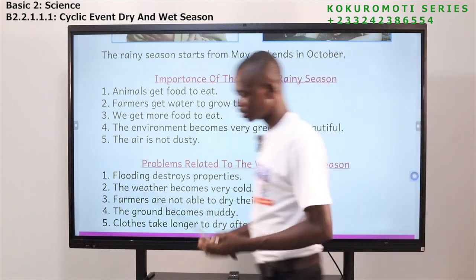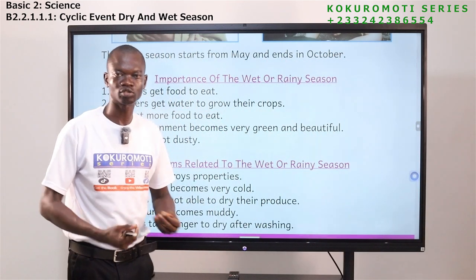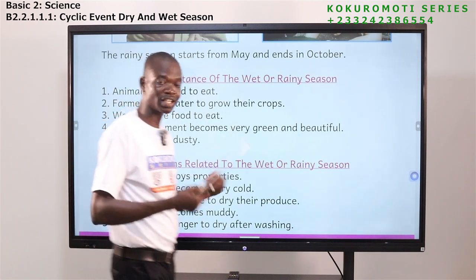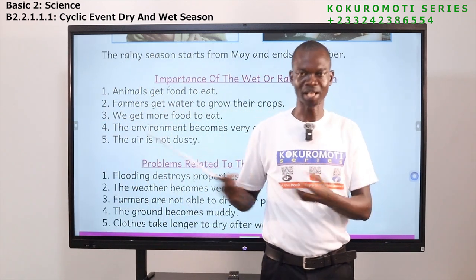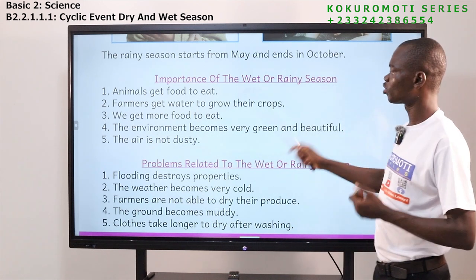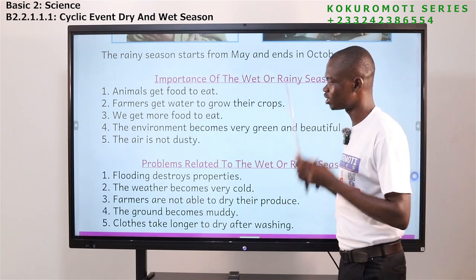3, we get more food to eat. Because the plants get enough water to grow, they are able to produce, they are able to what? We get good yield from plants, or in our farming activities, we get good yield. Because of that, we get more food to eat.